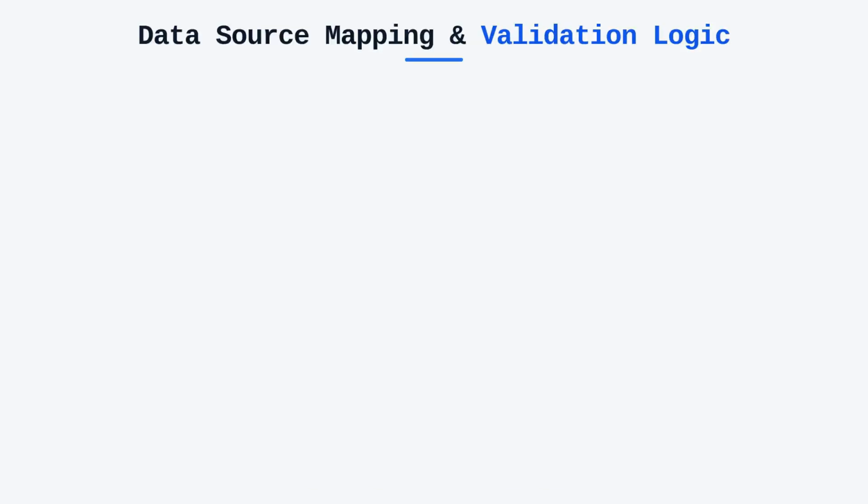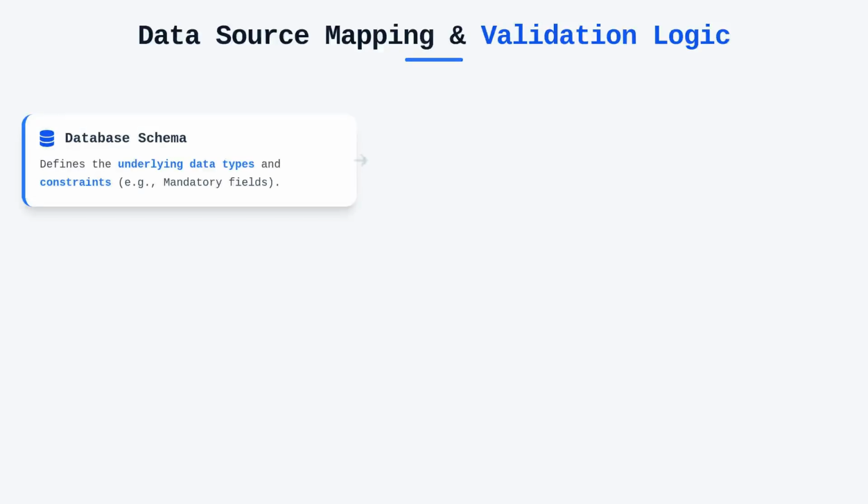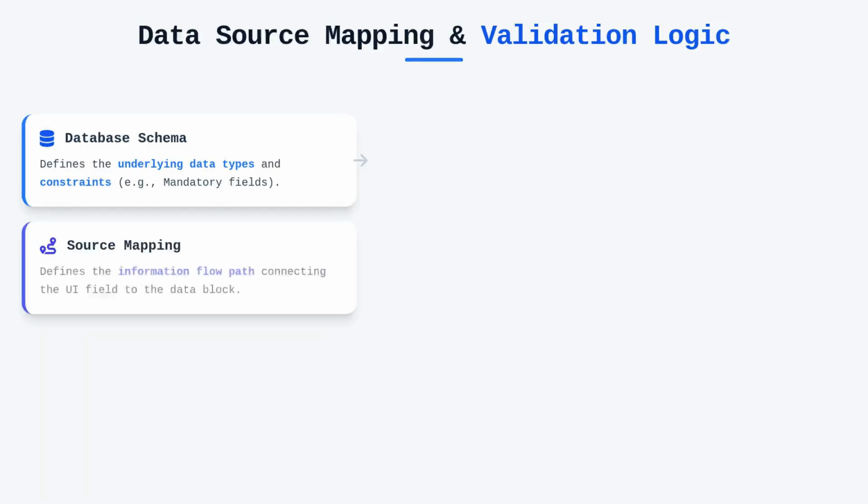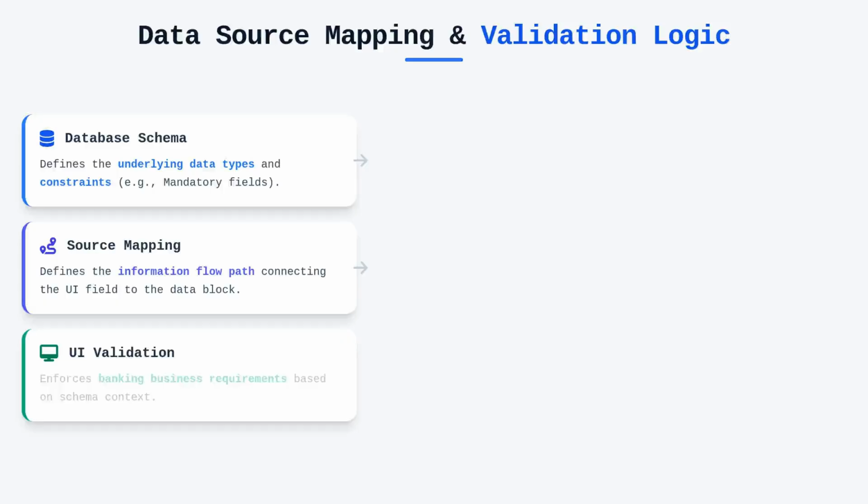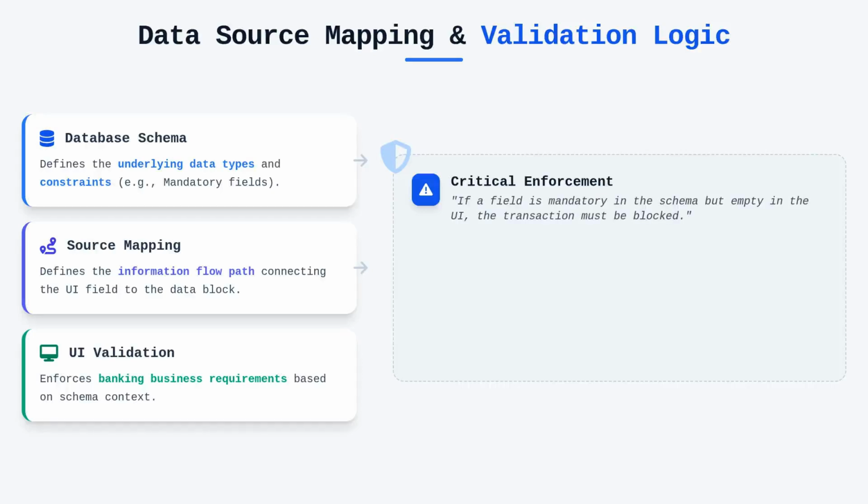Data source mapping plays an intrinsic role here, as the validation logic must have context regarding the source data block where the field resides. When you map a field to a data source, you are essentially defining the path through which the information flows, and any validation applied to that field must respect the underlying data type and constraints defined in the database schema. If, for example, a field is defined as mandatory in the database schema but is left empty in the UI, the validation logic must prevent the transaction from proceeding.